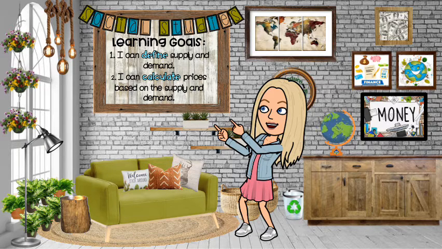Let's look at our learning goals again. Did we accomplish them? Did we define supply and demand? Yeah, we did. Supply is how much or the amount of goods and services a business has, while demand is the willingness or want of people to buy those goods and services. Number 2, I can calculate prices based on the supply and demand. We did that too. Remember, we set our prices at Target.